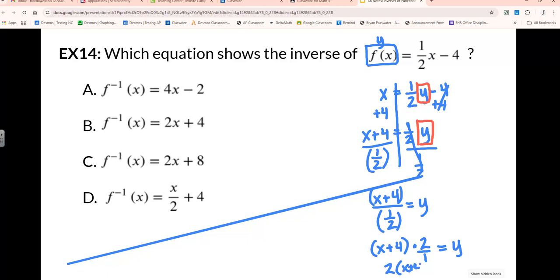2x plus 4. Is that an answer choice? I figure not. It's pretty close to B, but is this the same thing as B? No. So which one does it match? 2x plus 8, because if I distribute that 2 right there, I will get y equals 2x plus 8.